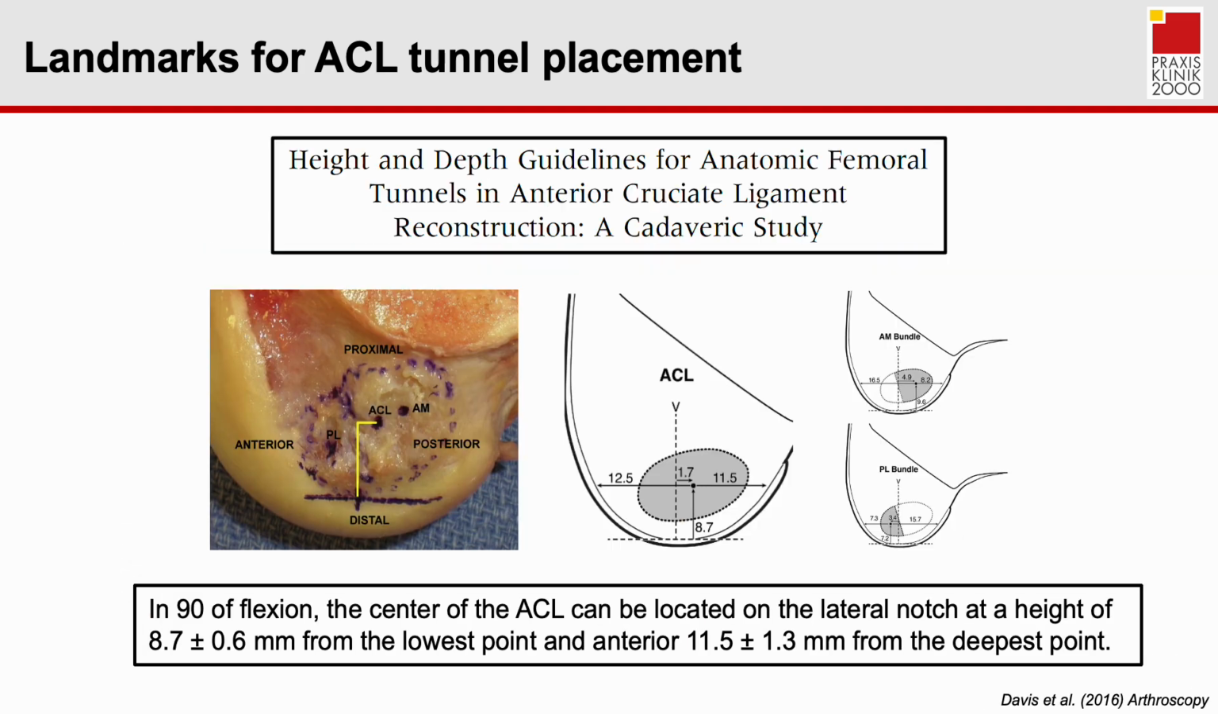Other good landmarks are the lowest point of the articular cartilage and the deepest point on the lateral intercondylar notch. In this cadaveric study, the authors found that in 90 degrees of flexion, the center of the ACL can be located on the lateral notch at a height of 8.7 mm from the lowest point and 11.5 mm anterior to the deepest point.